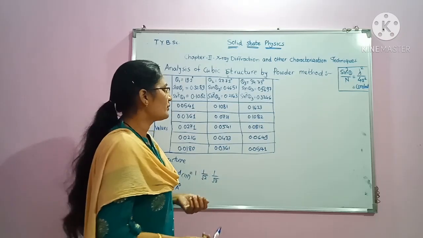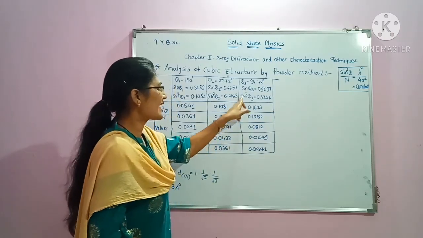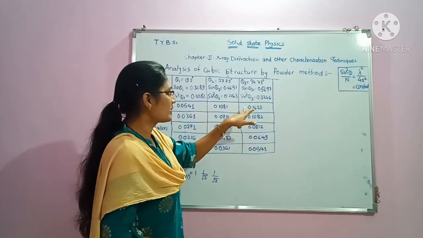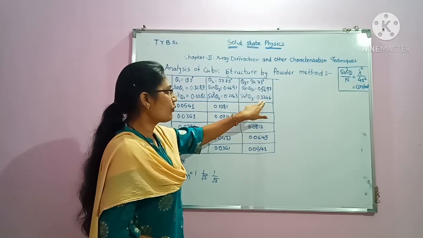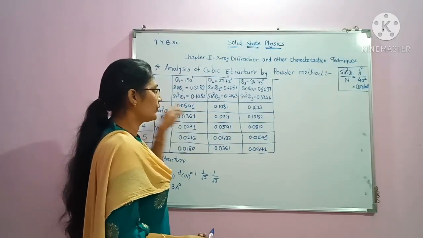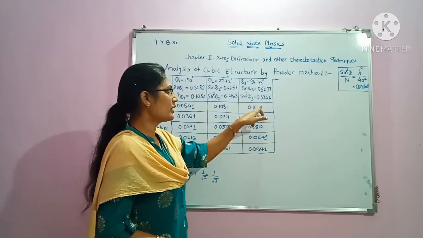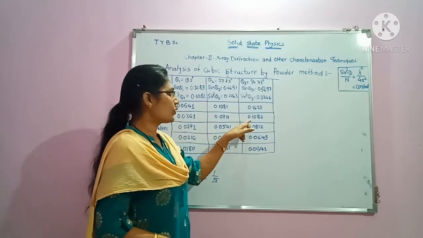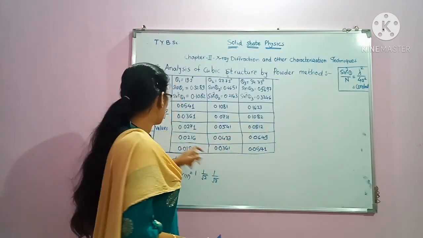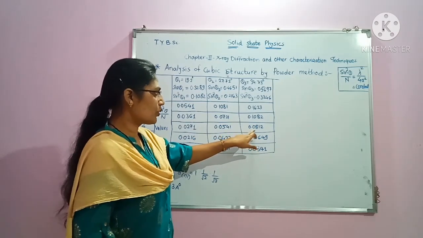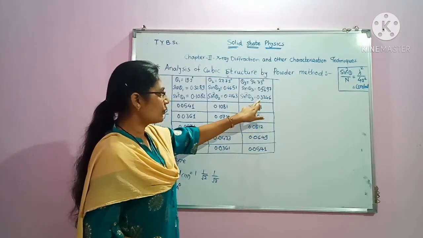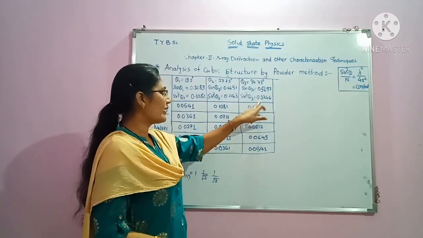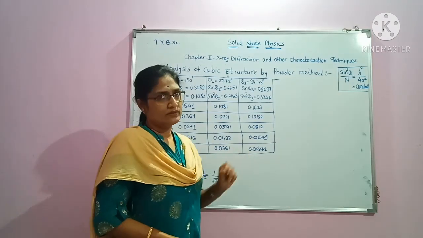Then for theta 3, similarly we have to substitute the values of sin square theta 3 and n values. Initially, considering 0.3246 divided by 2, we will obtain 0.1623. Then 0.3246 divided by 3, we will obtain 0.1082. Then by 4, we will obtain 0.0812. Again, we divide this term by 5, we will obtain this value. Again, we divide by 6, we will obtain this value.